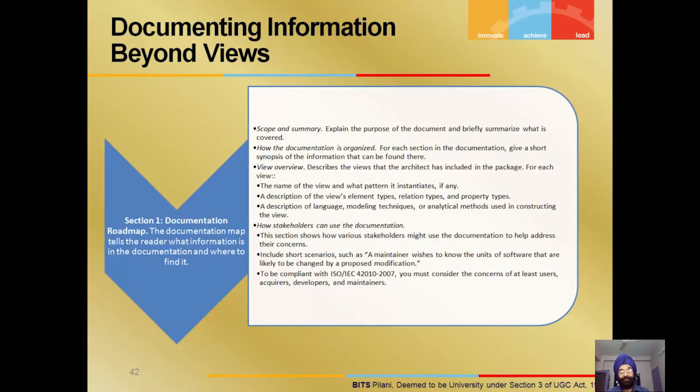It tells the reader what information to find in the documentation and where to find it. So a typical outline would be scope and summary, how the documentation is organized, and an overview of the views, which tells what views have been included in the documentation. You will indicate over there the names of the views, the description of the view elements, the relation types and properties, and a description of the language, modeling techniques, analytical methods used in constructing the views.